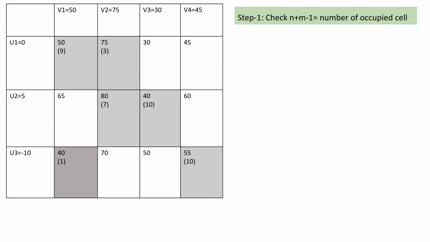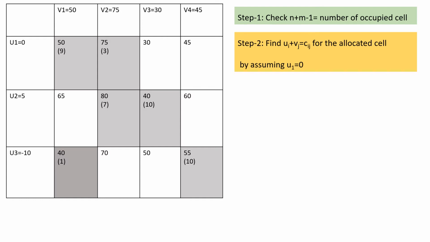So this is the new table, with the new allocation as we previously calculated. Now let's calculate again. First, let's check the optimality. Because we have 4 columns and 3 rows, 4 plus 3 equals 7, minus 1, so the number of allocated cells should be 6. Still the allocated cells are 6: 1, 2, 3, 4, 5, 6.